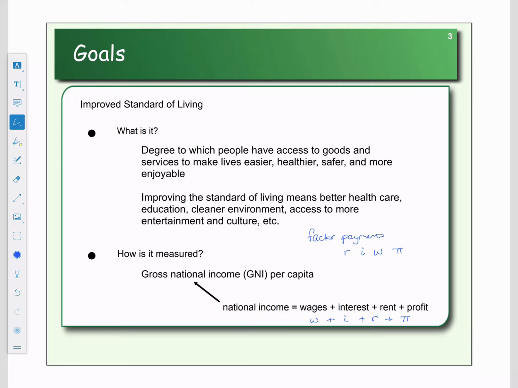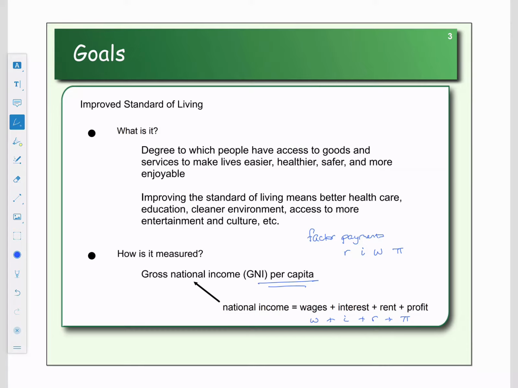We sell our labor, we sell the raw materials that we have, we sell our capital, our machines, and we earn profits as entrepreneurs. So our national income is all the ways we make money. It's the combination of those factor payments: wages, interest, rent, and profits. And we look at it per capita. So we really want to know if individuals are better off. And so we have to take that total amount of money that we're making and divide it by the population. That's the per capita part.